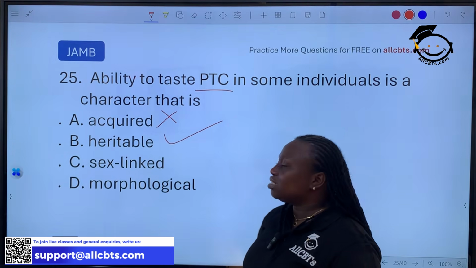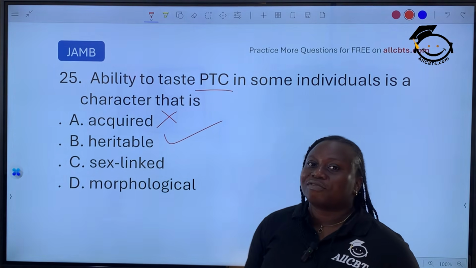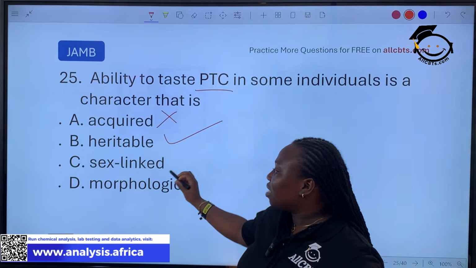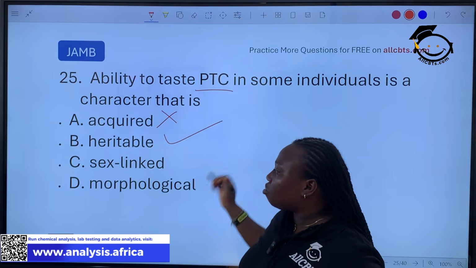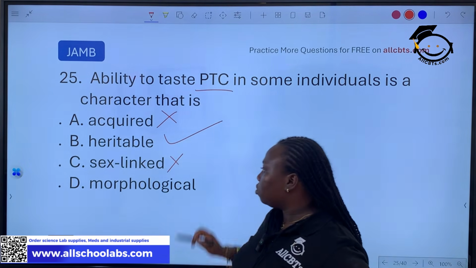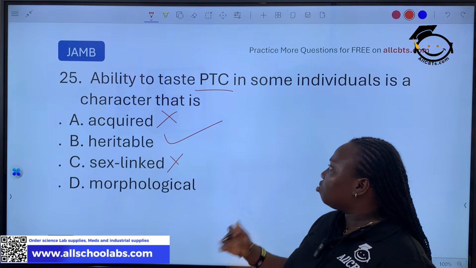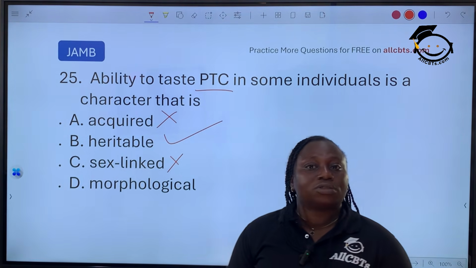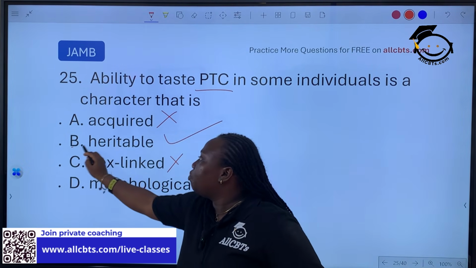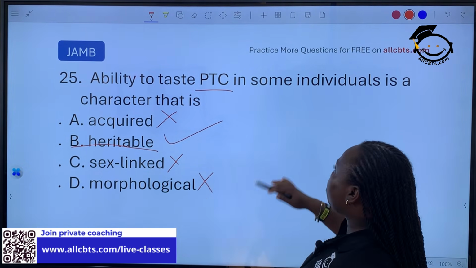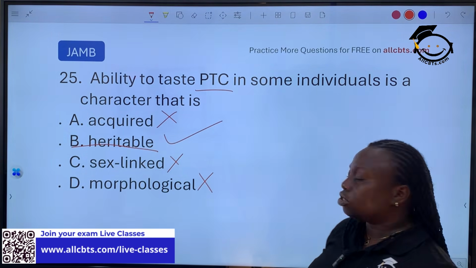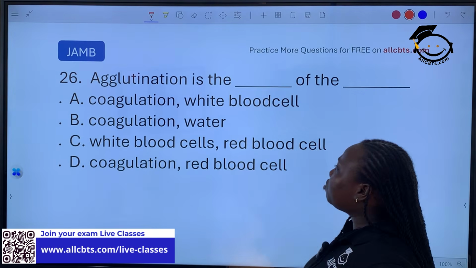Sex-linked traits are traits found on the X chromosomes. This PTC is not sex-linked. It does not have anything to do with the chromosomes. It is not a morphological trait or variation, because we cannot see it. So our answer here is heritable trait. PTC is a heritable trait. It can be passed on from the parents to the offspring. Number 26.